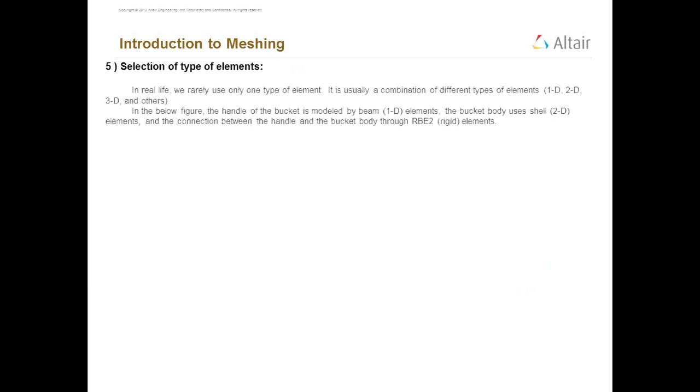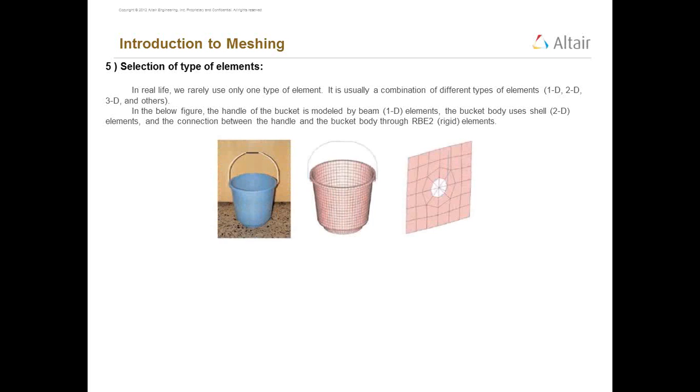Then selection of type of elements. In real life, we rarely use only one type of element. It is usually a combination of different types of element, that is 1D, 2D and 3D and others. In the below figure, the handle of the bucket is modeled with 1D beam or 1D element. The bucket body uses shell 2D elements and the connection between the handle and the bucket body is through RB2 rigid element. So these are the different types of elements a CAE engineer uses to model a real life problem.